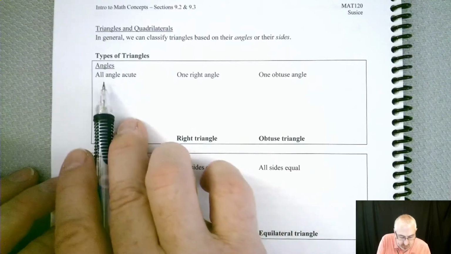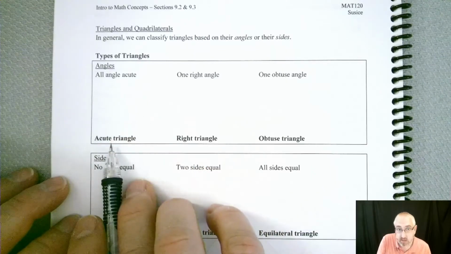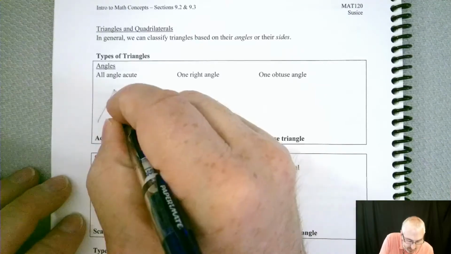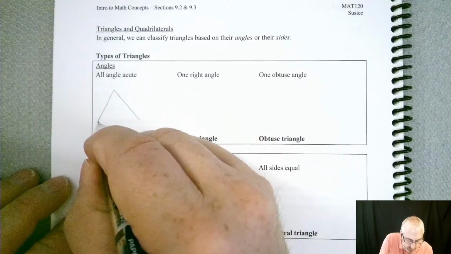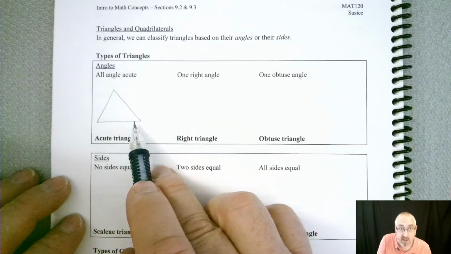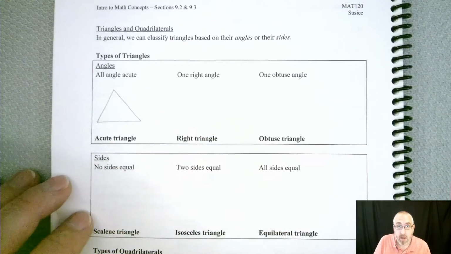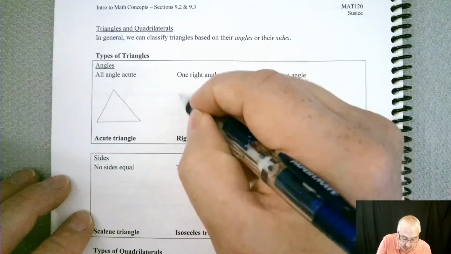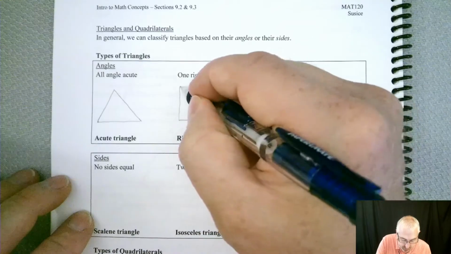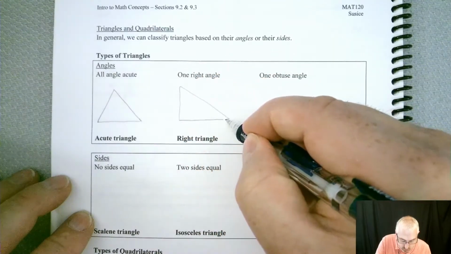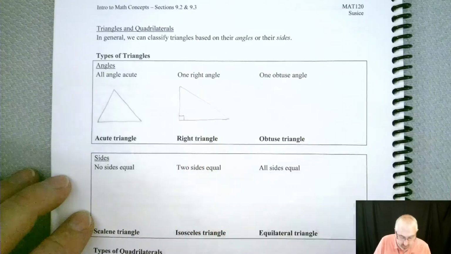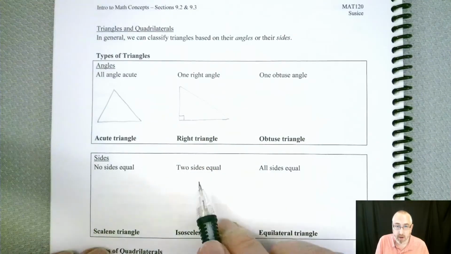In the first case, if we have all angles acute, it's aptly named an acute triangle. It would look just something like this. You know, nothing too fancy. But again, all of the angles have to be less than 90 degrees. If we had one right angle, then we would have something that looks like this. And again, we'd want to put that right angle in the corner. So that would be a right triangle.